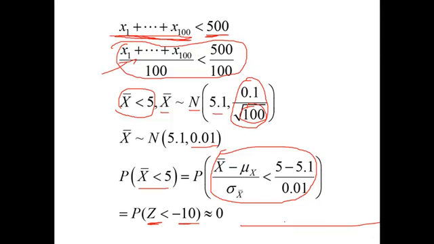Remember, your normal curve is here, right? And when you get past like -3, there is nothing under it. So when you get past -10, for sure nothing is under it.